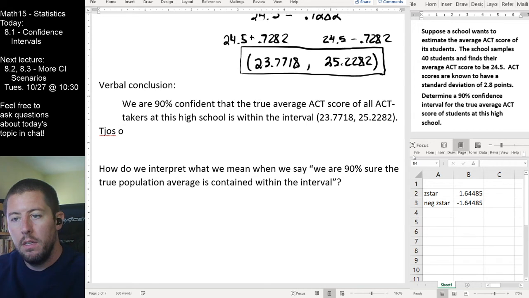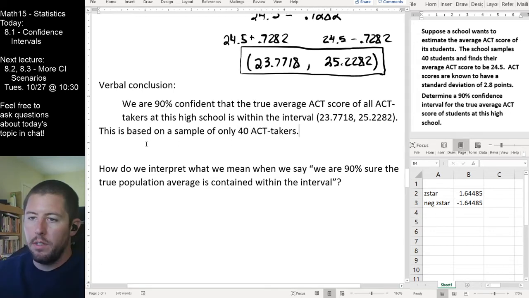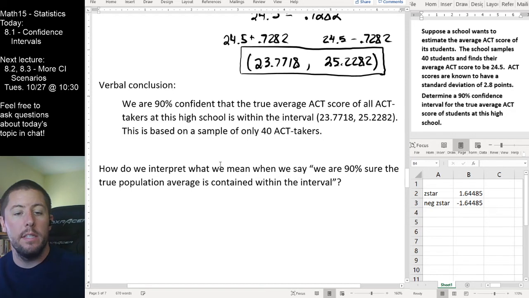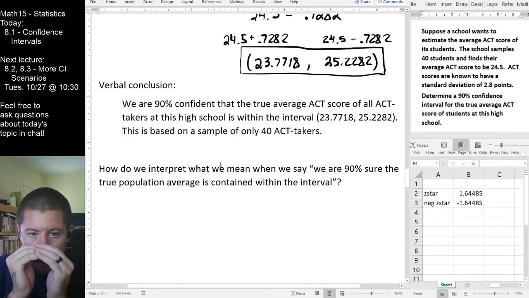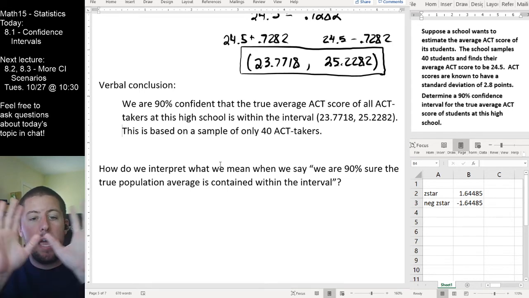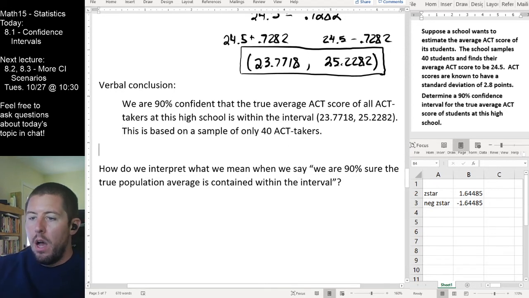And maybe we could say here, this is based on a sample of only 40 ACT takers. Right, so we're saying here, we wanted to make a statement about the entire population. We just sampled a little bit of the population, and we're trying to make the best guess that we can about the whole population, but again, without overstating what we know here. So how do we interpret this statement?